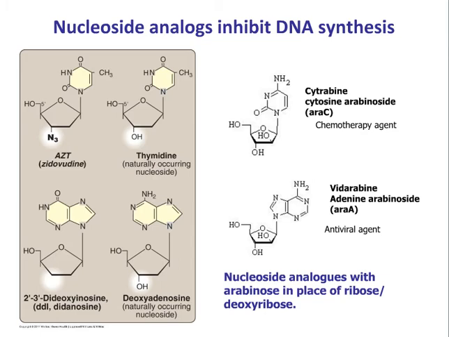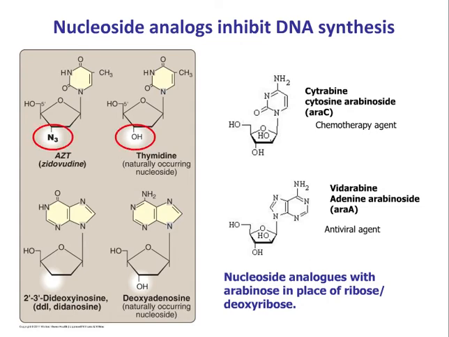Analogs of nucleosides that lack an appropriate 3' hydroxyl group can prevent DNA synthesis and slow down the division of rapidly growing cells and viruses. These modified nucleosides can be incorporated into a growing polynucleotide strand, but cannot be elongated because they lack an appropriate 3' hydroxyl configuration necessary for the polymerase to incorporate the next nucleotide.